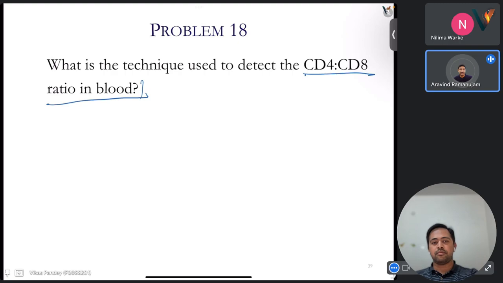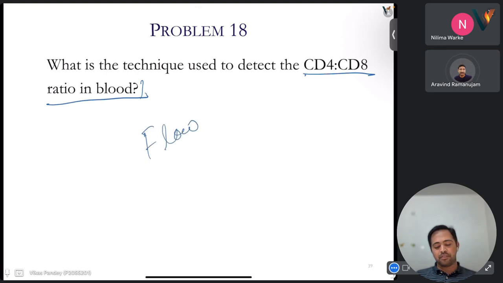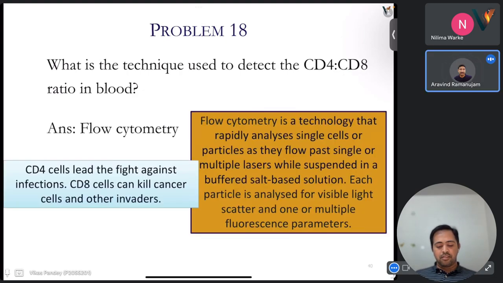Immunotherapy drug, that's it, sir. No idea, sir. It's flow cytometry. Do you remember the name? Yes, sir.